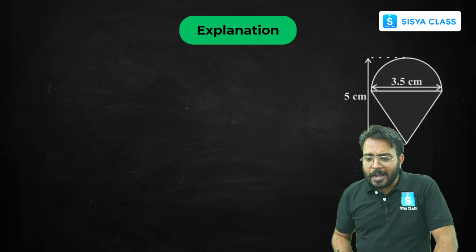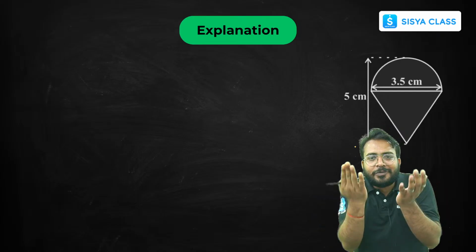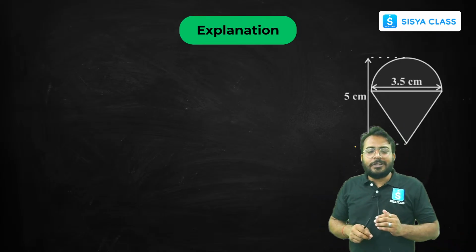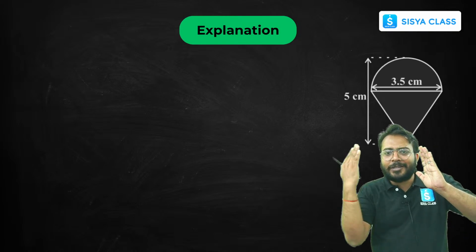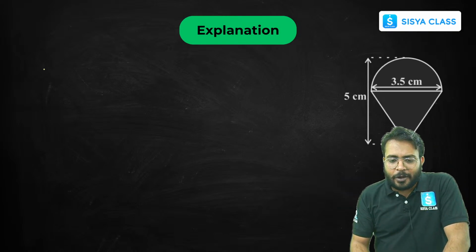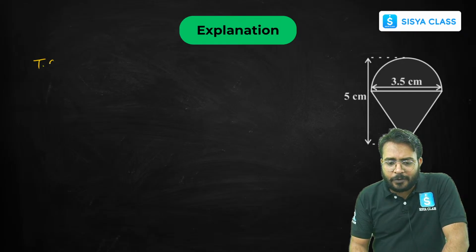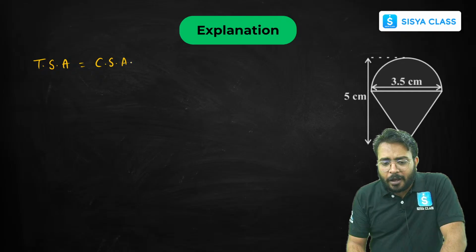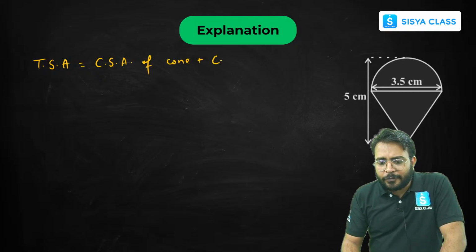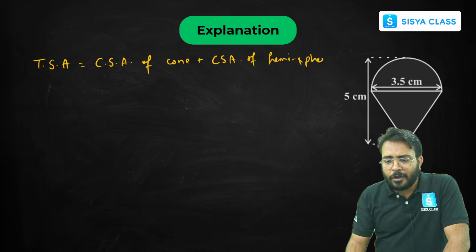So he has to color the curved surface area, yes or no? If they are asking which area he needs to color, that means you need to find the curved surface area, yes or no? Fine. But for this solid, the surface area we need to find is the total surface area, no? That means we need to find the curved surface area of the cone plus the curved surface area of the hemisphere, yes or no? Okay, fine.